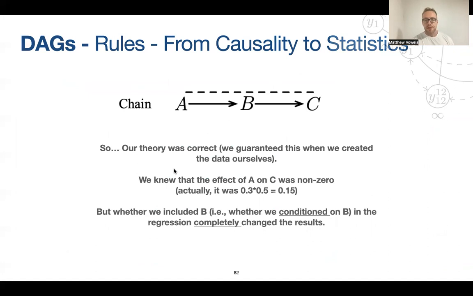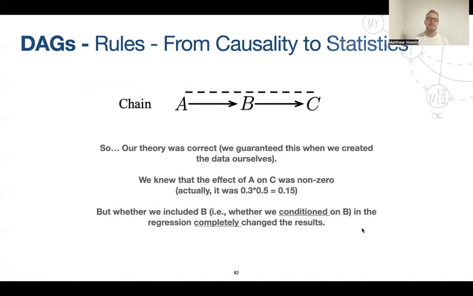So, assuming our theory is correct, and again, we played God, we assumed that this was the correct theory. We guaranteed this when we created the data ourselves, and we knew that the effect of A on C was non-zero. In fact, we can compute this because we created these data ourselves. It was 0.15. But whether we included B in the linear regression model dramatically changed the results. In one case, we found A was not related at all to C, and that was obviously incorrect. And in the other, we got the correct result for C.